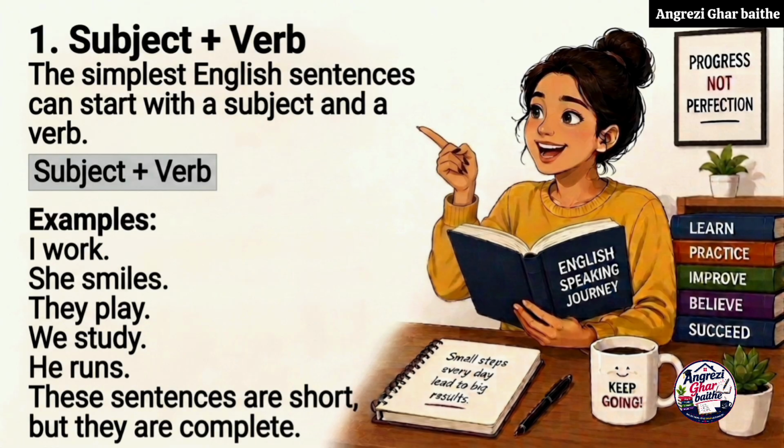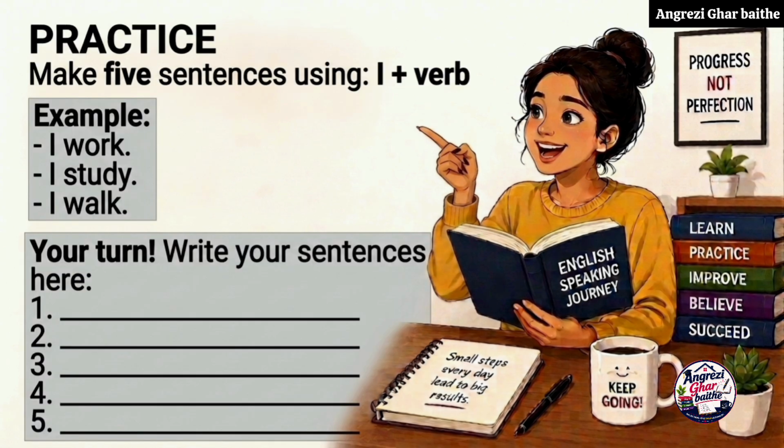1. Subject plus verb. The simplest English sentences can start with a subject and a verb. Examples: I work, she smiles, they play, we study, he runs. These sentences are short, but they are complete. Practice: make 5 sentences using I plus verb. Example: I work, I study, I walk.